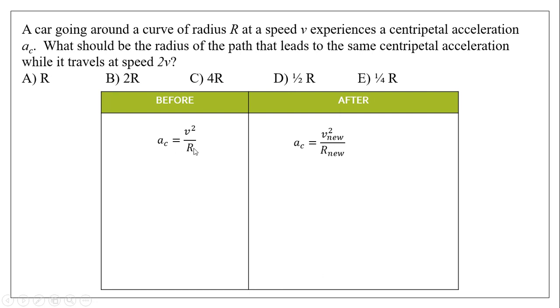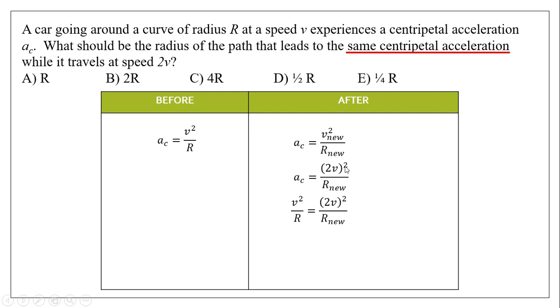Ac is V squared over R, and then here on the right side, I do want to point out that it says the same centripetal acceleration. So you notice here, for this particular problem, I did not write Ac new because it wants us to keep the same centripetal acceleration. Okay, so the only thing that is changing is V squared. And then because V is changing, for Ac to stay the same, R has to change to compensate for it. All right, so I'm just going to substitute out V new squared for 2V. Once again, I use parentheses because it says here it travels at a speed of 2V. So the new speed is now twice as fast.